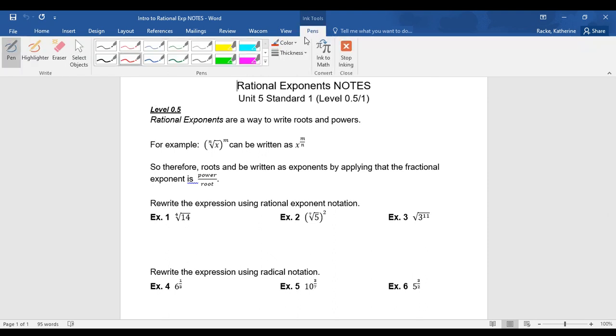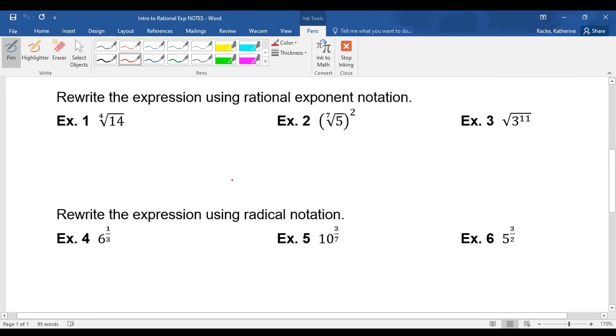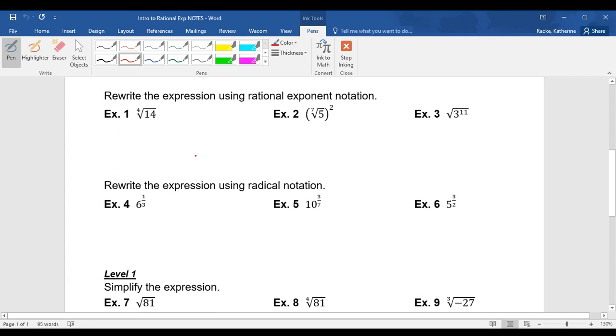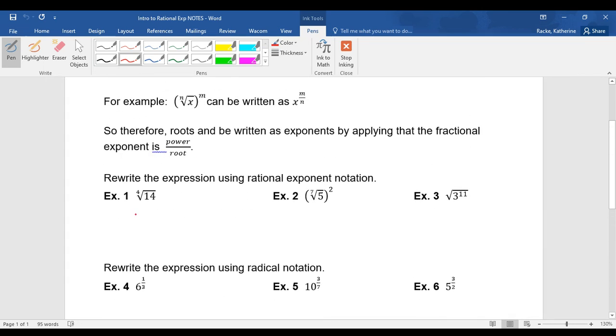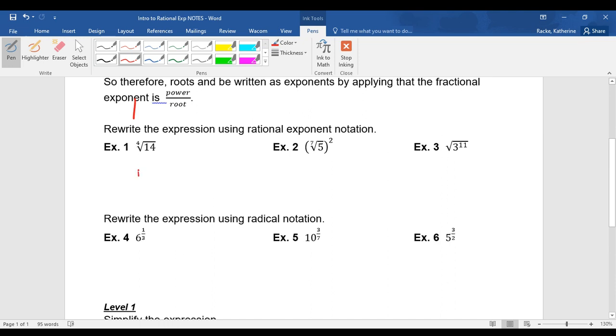If we look at example 1 here, it wants us to rewrite the expression using rational exponents. Looking at our example above, this number is going to be the bottom part of my fraction, so it would be 14 to the 1/4 power. Since you don't see a number there, we always assume it's 1. So it would be 1 over 4, and we would write 14 to the 1/4 power.